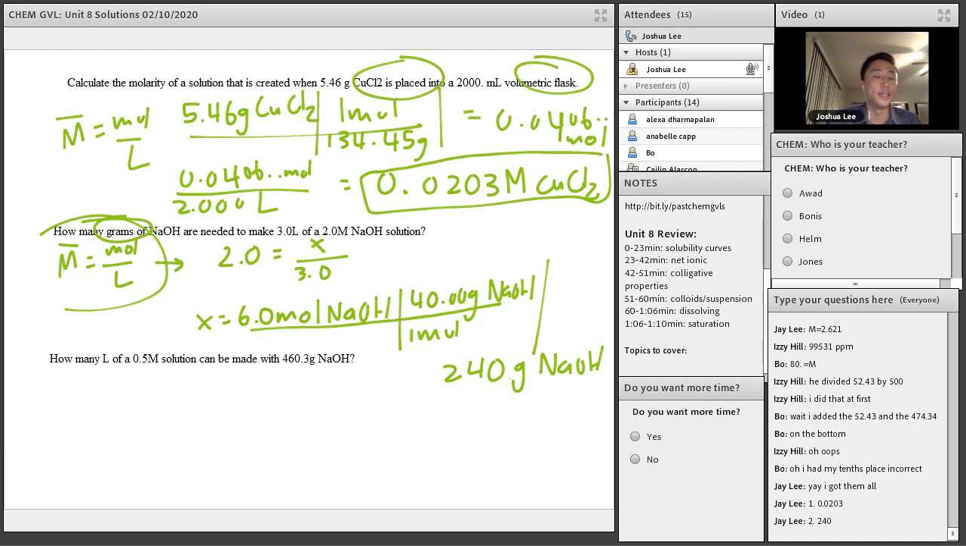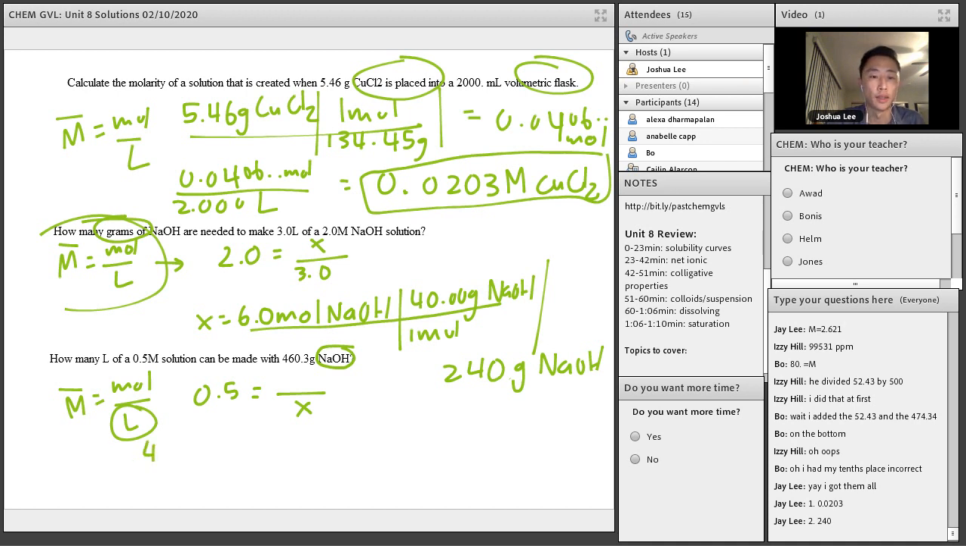Then the last one, how many liters of a 0.5 molar solution can be made with that many grams? So same thing, molarity is moles over liters. This time I want to find liters, and I want to make a 0.5 molar solution. So it's going to be 0.5 equals, I want to solve for the liters, but now I have to change the grams into moles. Because remember, molarity is moles over liters.